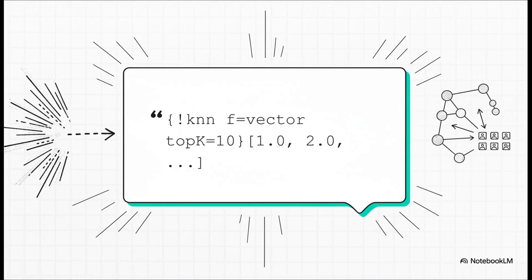And this is what that raw power looks like in Solr. This is a real query. You're literally telling the engine, hey, use the k-nearest neighbor search on my vector field, give me the top 10 matches, and here's the vector I'm searching for. It's pure, direct power right at your fingertips.